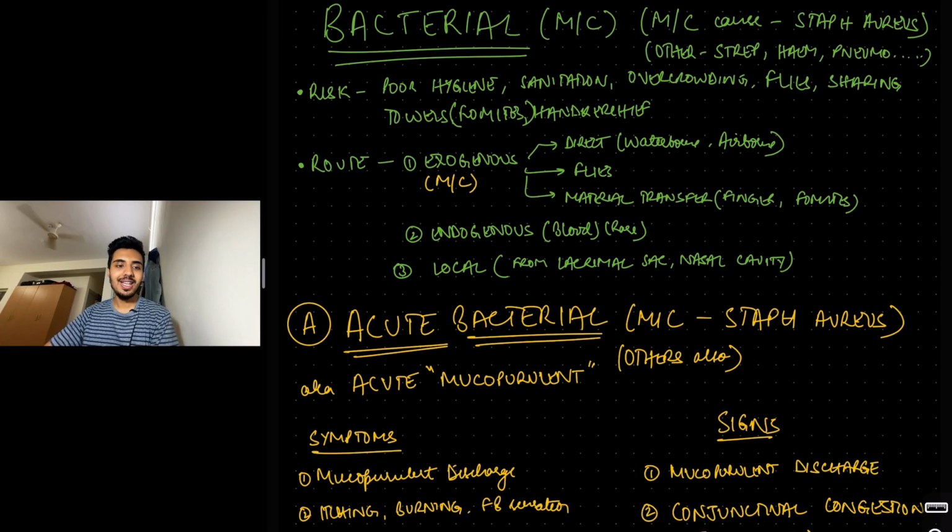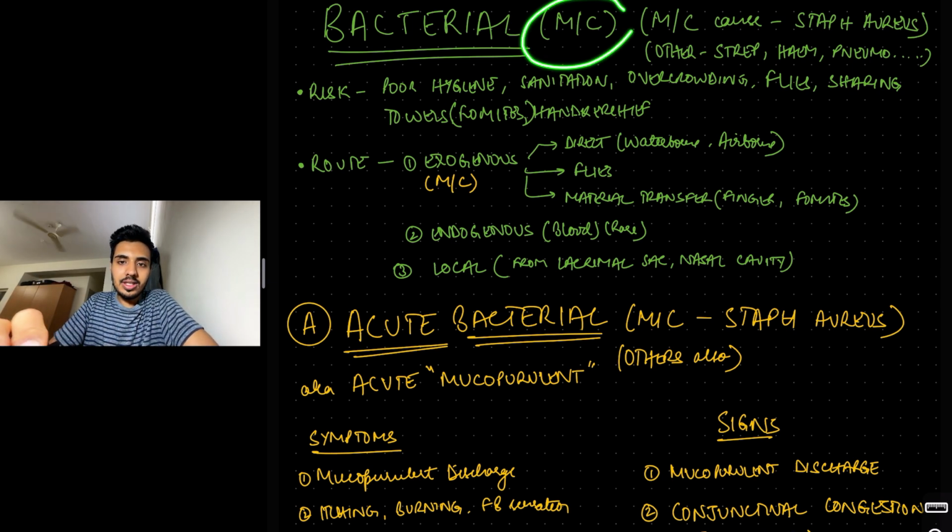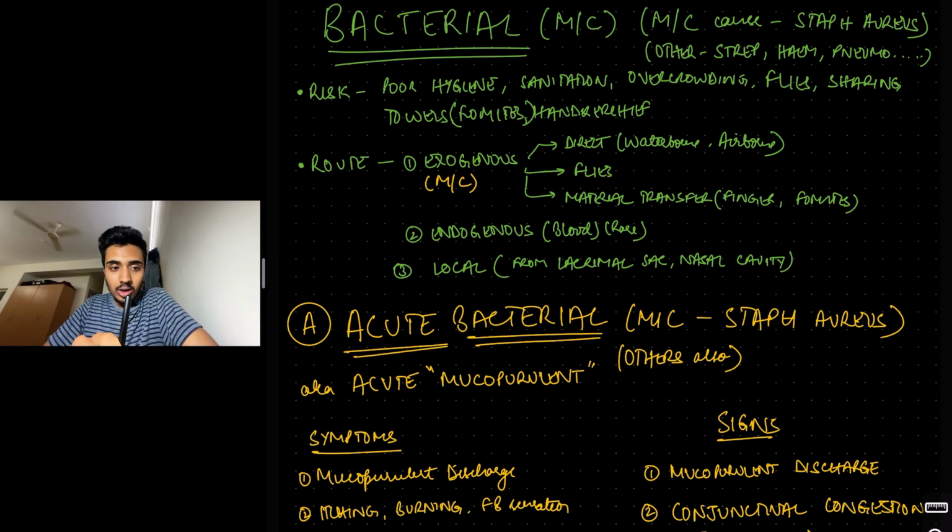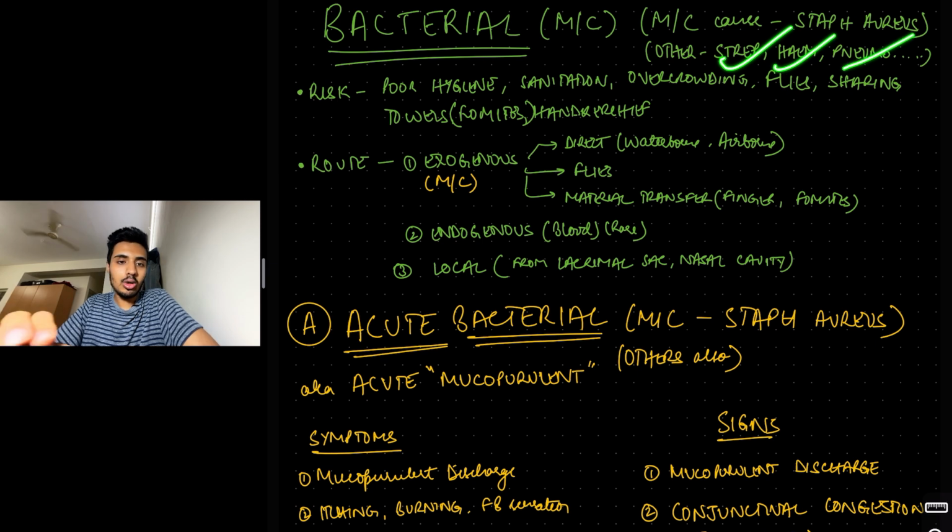So today we'll be covering a very important topic, that is bacterial conjunctivitis. Now, bacterial conjunctivitis is the most common type of conjunctivitis. And the most common causative organism is usually Staph aureus. You have other causes like Streptococcus, Haemophilus, Pneumococcus, etc.